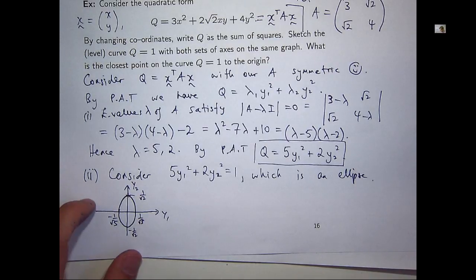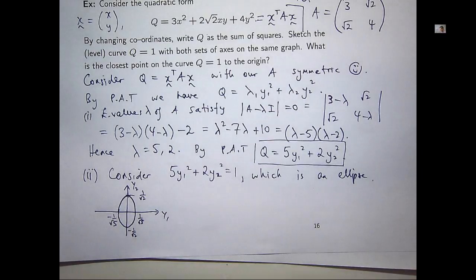Well, how do I sketch these on the same set of axes? What I need to do is go back and now compute the eigenvectors, because the principal axes theorem tells us that the eigenvectors will lie on the principal axes. And I can relate them back to the x and y axes. So I'm going to take a new page to do this.